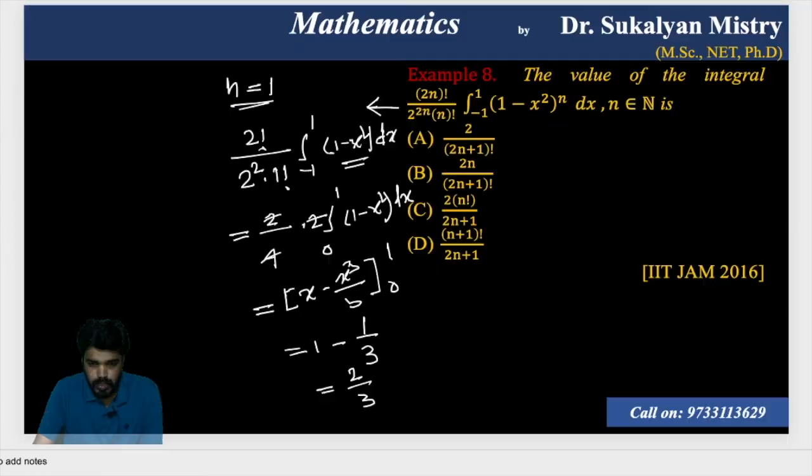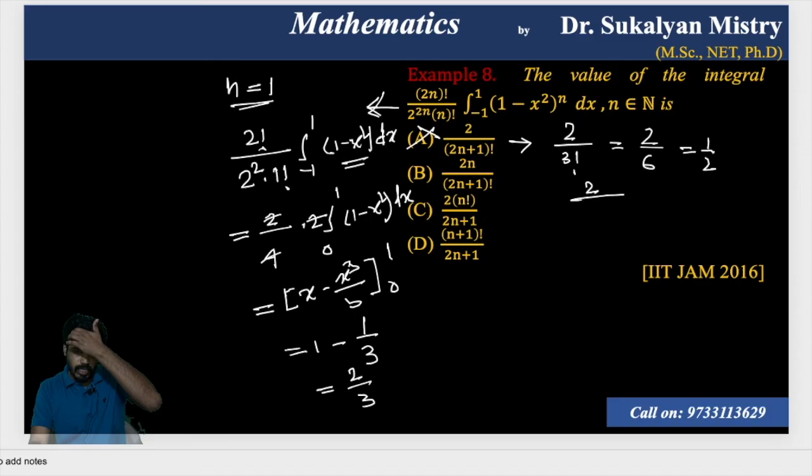Now put n is equal to 1 in the option, that is 2 by factorial 3, that means 2 by 6, that means 1 by 3. But when we calculate this integral, we get the value 2 by 3. So, this option is wrong. Next, for option B, we put n is equal to 1, that is 2 divided by factorial 3.